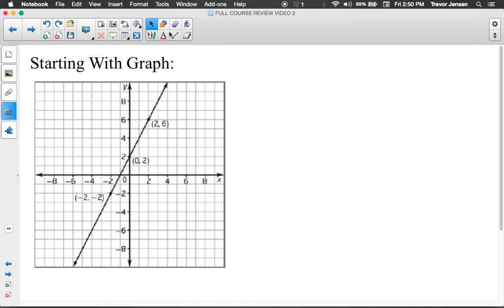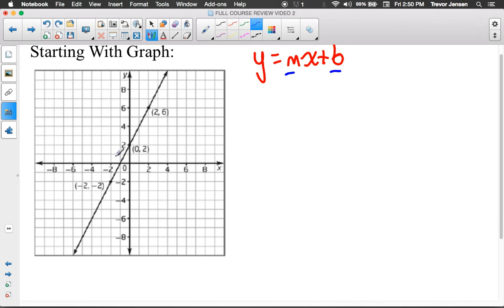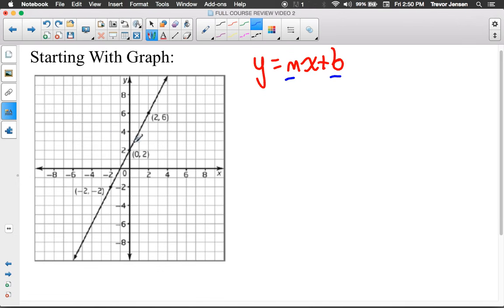What if we wanted to go from a graph to the equation? Well, there's a couple ways we can do this. We know our equation is y equals mx plus b, and we know we're going to need to figure out the values of m and b. So b is the easier one to find, right? B is just the y-intercept. It tells us when x is 0, what's y. So where does it cross the y-axis? It crosses the y-axis right there at 2. So my b value is 2.